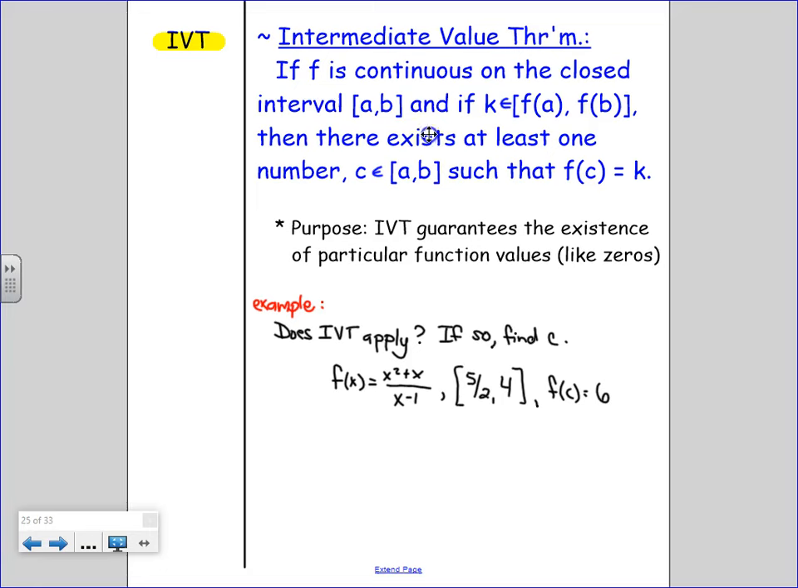See if we can interpret the directions and go for it. To figure out, does IVT apply, number one? And then if so, find me c. Just for sake of practice, don't start with finding c. That should be the last thing. And we're using only IVT, right? Only IVT.